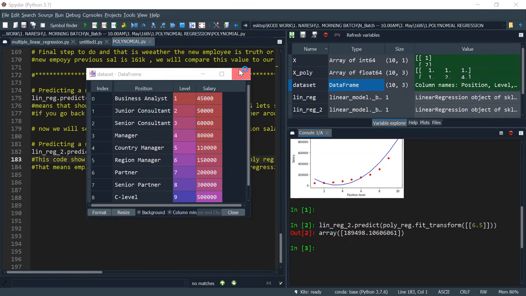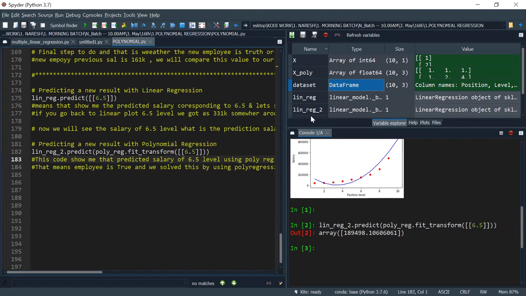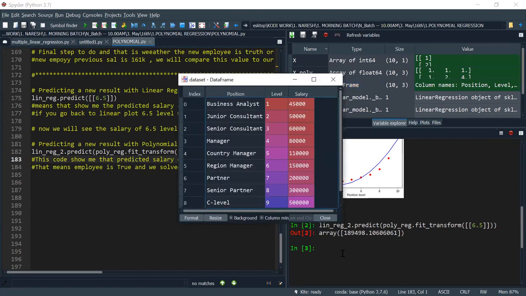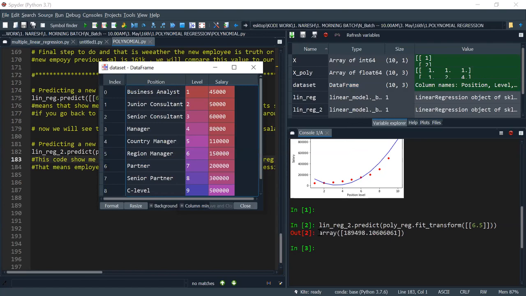Because if you see this, the person at level 7 got 200, but now the model predicted 189. So what will this do? Only 2 data points are matched with each other, right?